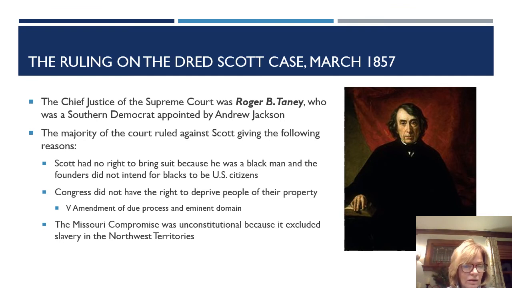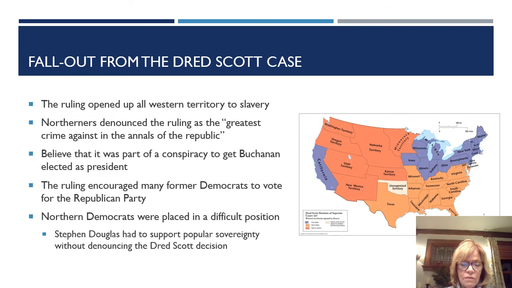Having said that, because you can't take away your property, the Missouri Compromise was unconstitutional because it excluded your right to take your property wherever you wanted to take your property, including the Northwest Territories. So in a sense, what this did is it nullified the Missouri Compromise and it opened up the West for slavery, all of the West. Right? So here the ruling opened up all Western territory for slavery.